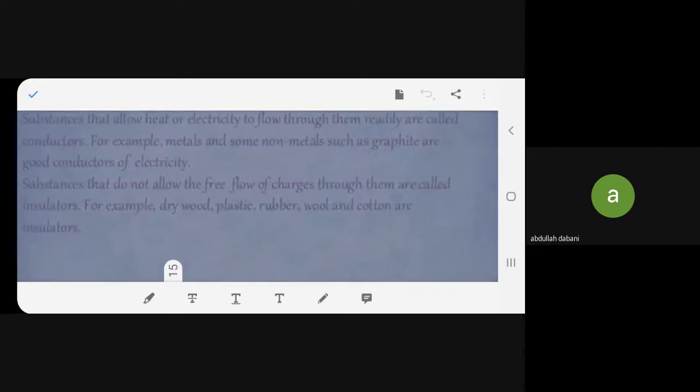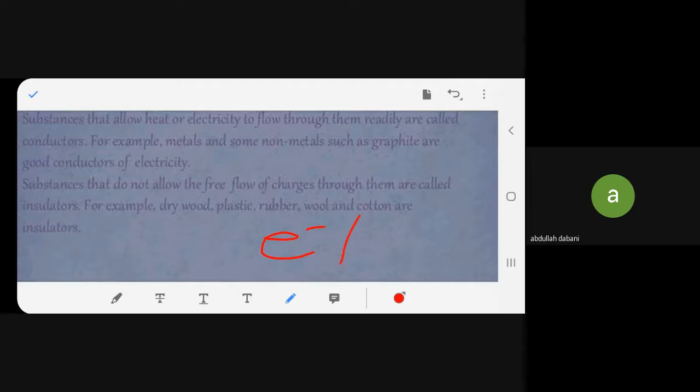And substances which do not allow the free flow of charges or free flow of electricity. By the way, what is electricity? It is the free flow of electrons or charges. So electrons are also called charges, so don't be confused. This makes electricity. They are called insulators because they do not allow the flow of electricity through them. Examples: plastic, rubber. In addition, we have wool and cotton. They are also insulators. Any problem?